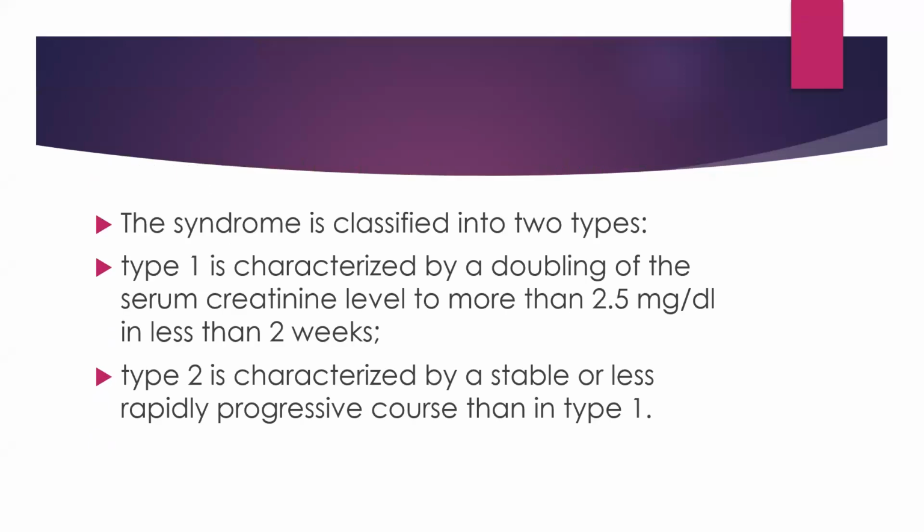The syndrome is classified into two types. Type 1 is characterized by the doubling of serum creatinine level to more than 2.5 in less than 2 weeks. And type 2 is characterized by a stable or less rapidly progressive course than in type 1.